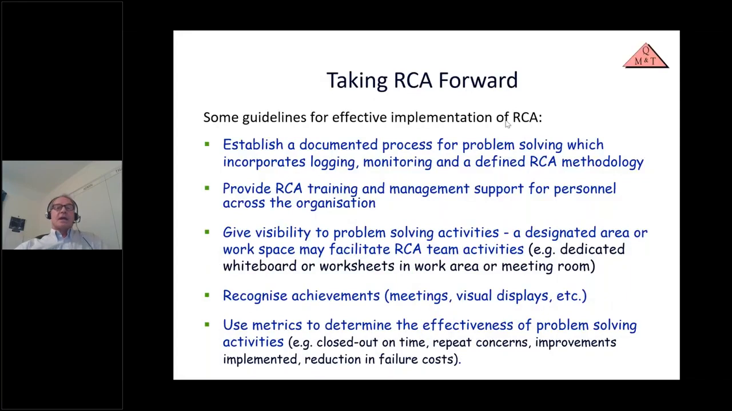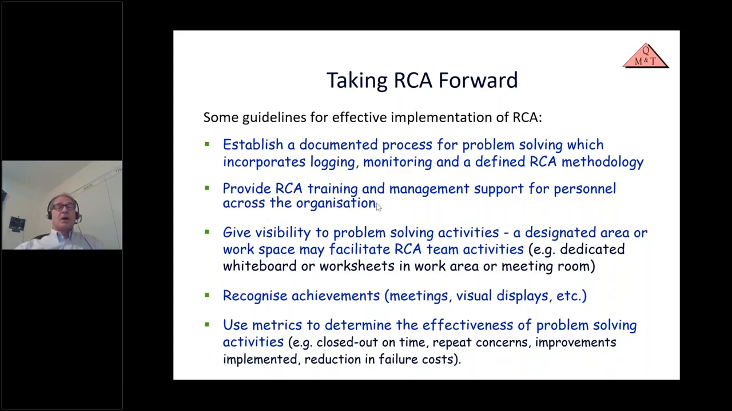So how to take RCA forward? Some guidelines for effective implementation are shown on this slide. Establish a documented process for problem solving, which incorporates logging of concerns, monitoring of the activity, and a defined RCA methodology. Provide training and management support for personnel across the organisation.